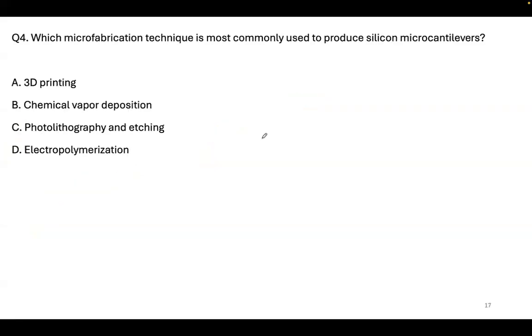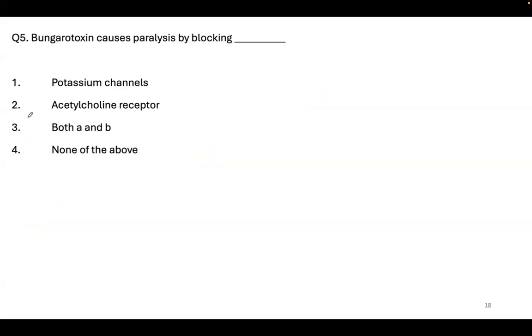So it's photolithography, and etching, we just said, is there to remove whatever parts you want removed so that the empty cavity structure can be formed. Okay. And then Bungarotoxin causes paralysis. So that's where these neurotoxins or neuromuscular toxins cause some sort of paralysis. And yes, Bungarotoxin does it because it blocks the acetylcholine receptor.